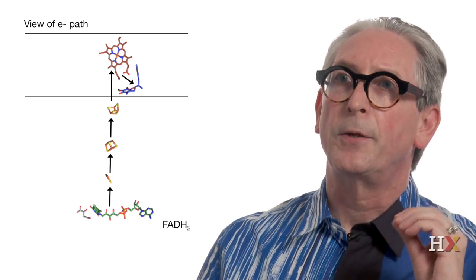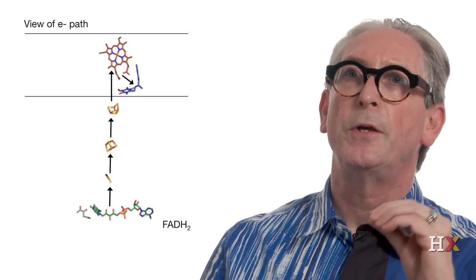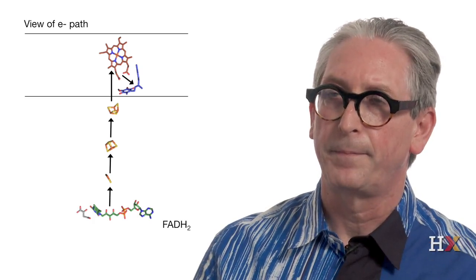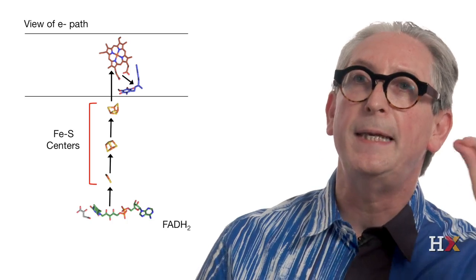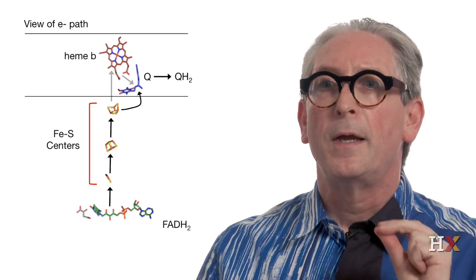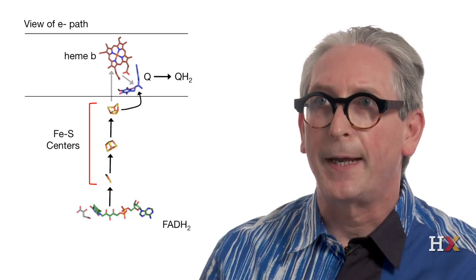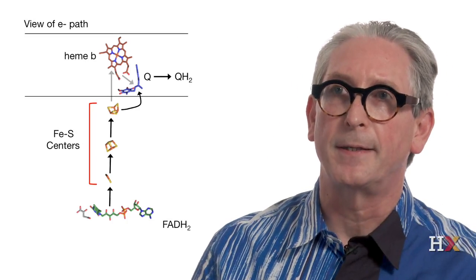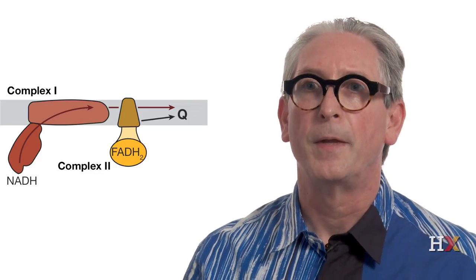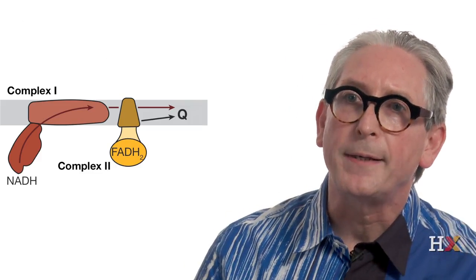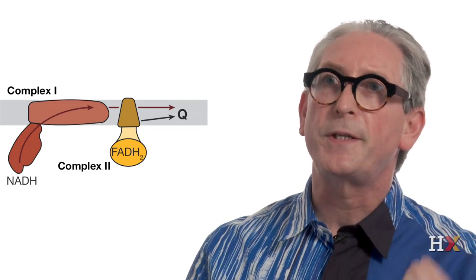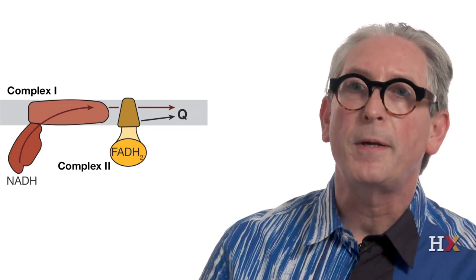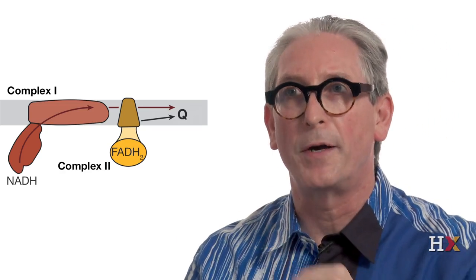In fact, the proximity of coenzyme Q to the last iron-sulfur center and the difference in standard reduction potential of coenzyme Q and the heme B favors a direct transfer of electrons from the last iron center to coenzyme Q. So in summary, complex 1 receives electrons and protons from NADH and passes them to coenzyme Q. Complex 2 receives electrons and protons from FADH2 and passes them to coenzyme Q.